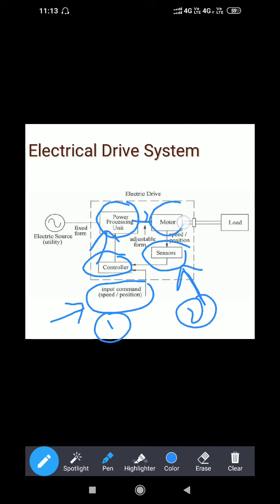Here we have the motor. In the motor also, according to the application or the speed-torque characteristics, we use a DC motor, induction motor, stepper motor, servo motor, or synchronous motor. So according to the load requirement or the application, we have different types of electrical motors. So this is all about the electrical drive system.